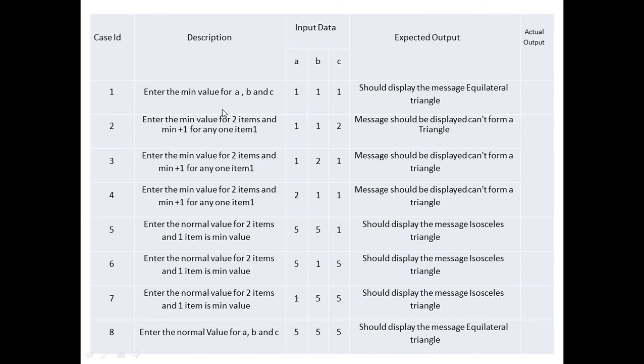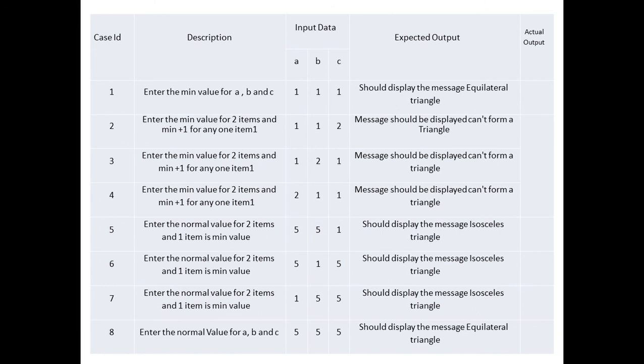So entering the minimum value, next enter the minimum value for two items, and minimum plus one value for one item. So for A and B you are entering the minimum value, and for C you are entering minimum plus value. Next come to the next case, there you are entering minimum value for A and C and minimum plus for B. And next minimum plus value for A, the other two values are minimum. So minimum and minimum plus one combination is done.